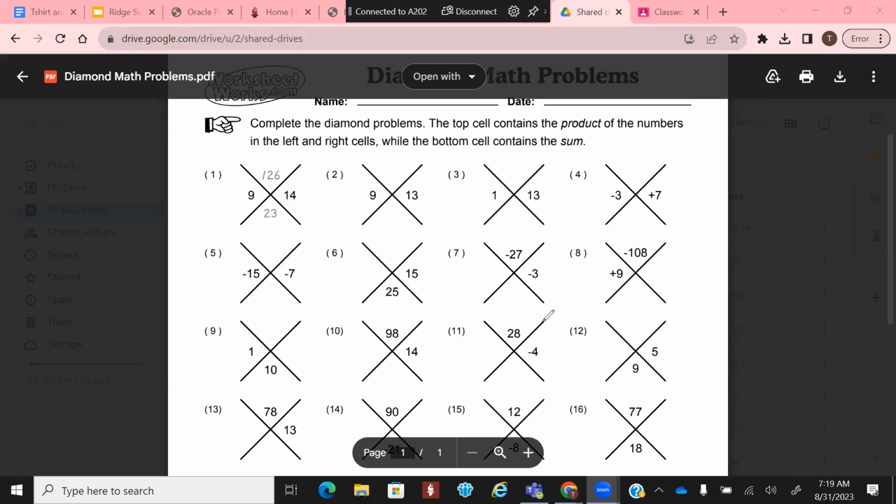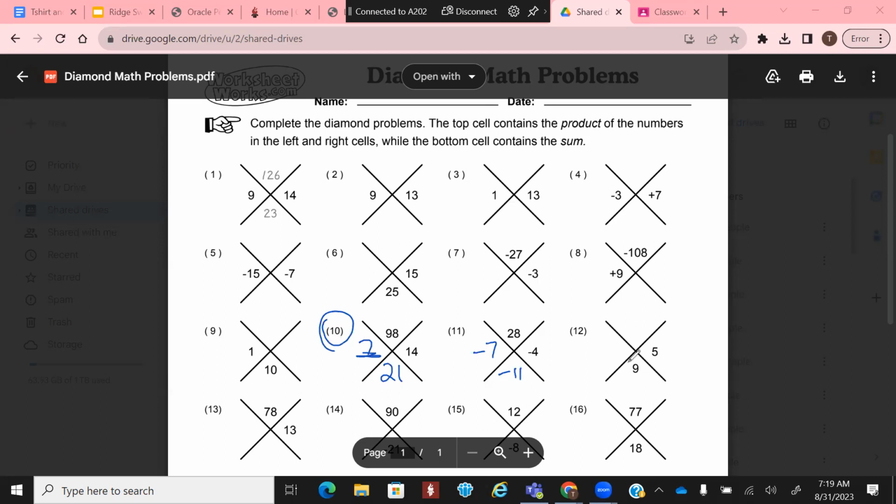So 10, 11, 12. Okay, so on 10, how would you find this number right here? 98 divided by 14. What would that give you? 7. Okay, and then what's 7 plus 14? 21. All right, in order to get this next one, we have 28, and we're going to divide it by -4. So what is that going to give us? All right, -7 plus -4 is?